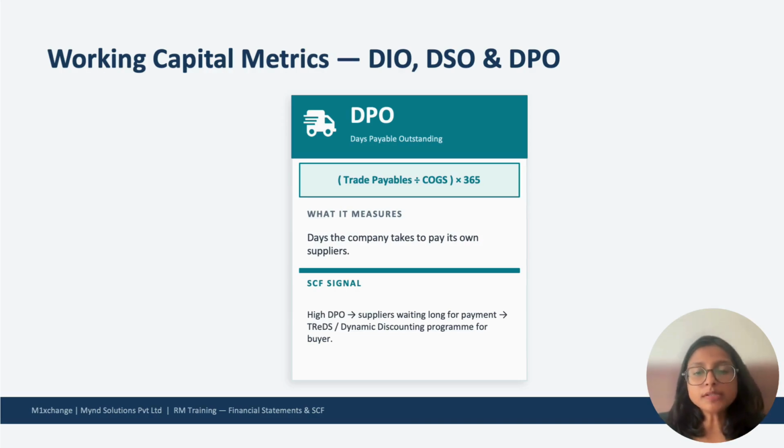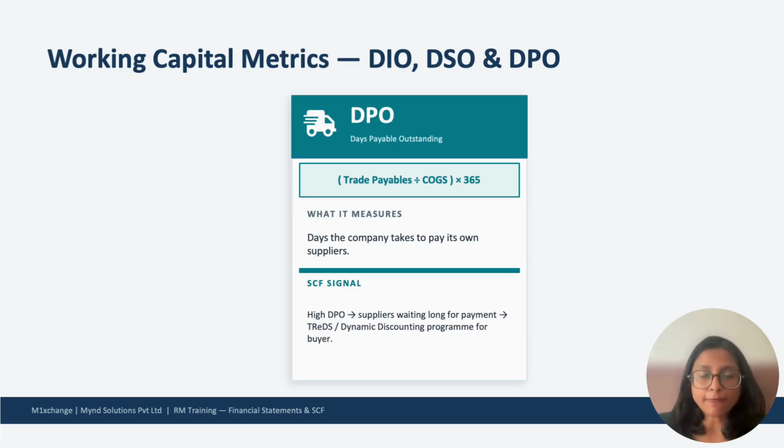Okay. So this will be an SCF signal from the buyer side. DSO we saw from the supplier side, DPO will be on the buyer side, right? Okay. So it can be a signal for either a dynamic discounting product or trade payables, right? So the buyer can actually offer an early payment to the suppliers at a discount, earning a return on their idle cash. So they can utilize their own treasury funds to give an early payment to their suppliers and also earn a discount, okay?